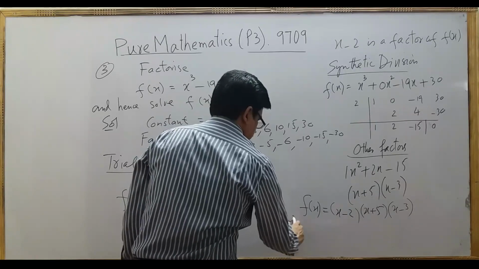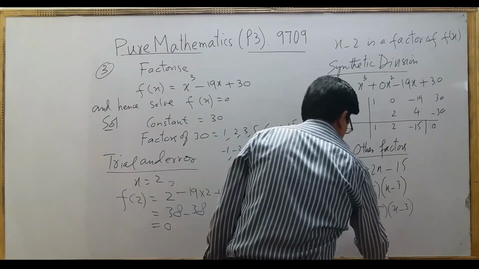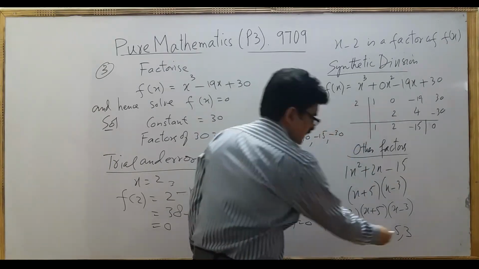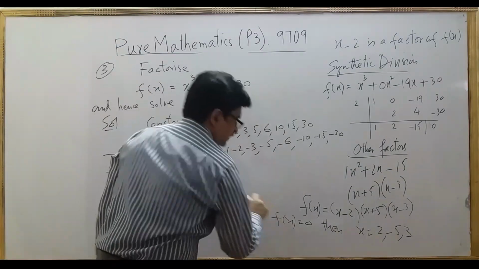Now if f(x) is equal to 0, then x is equal to 2, minus 5 and 3. These are the solutions of the polynomial equation.